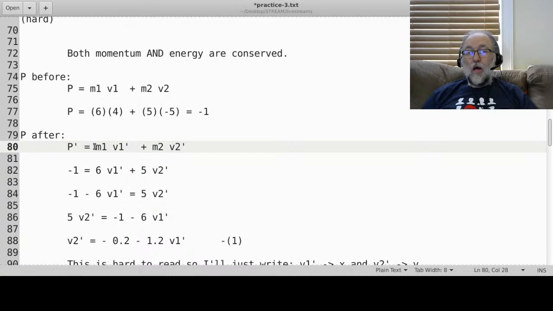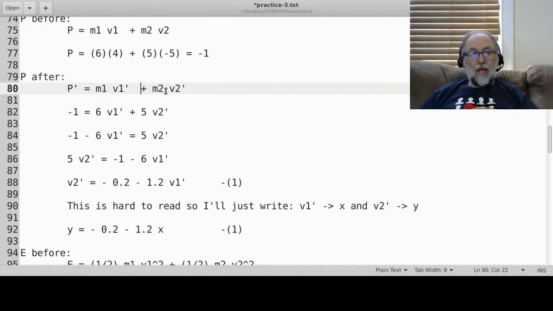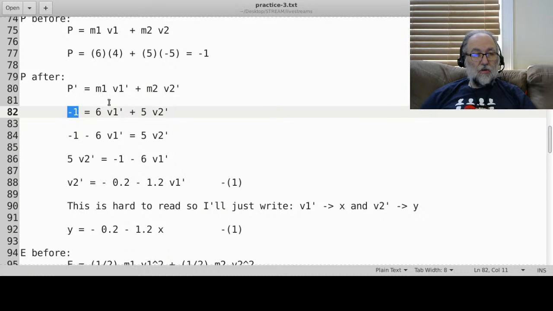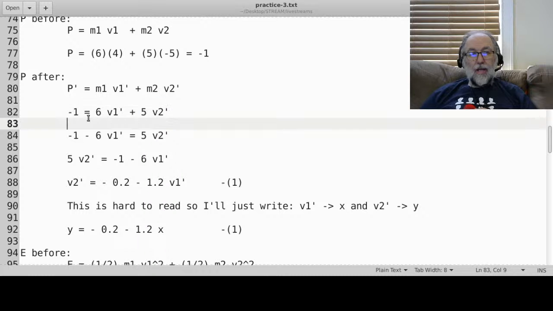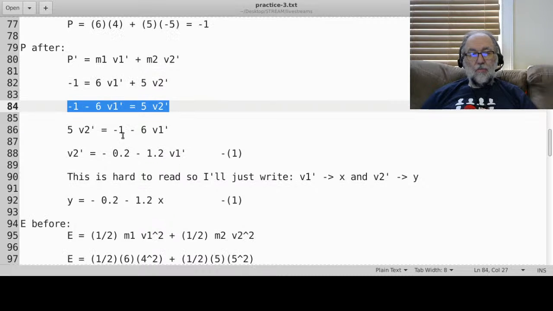Notice here I called it still M1 and M2. I didn't call it M1 primed and M2 primed. They're still the same masses. But we've got P primed is M1 V1 primed plus M2 V2 primed. And let's substitute in numbers. The total momentum, it's still -1 because it's conserved. M1 is 6. We don't know V1 primed. And then M2 is 5, and we don't know V2 primed. And then the rest of this is just me reducing it.